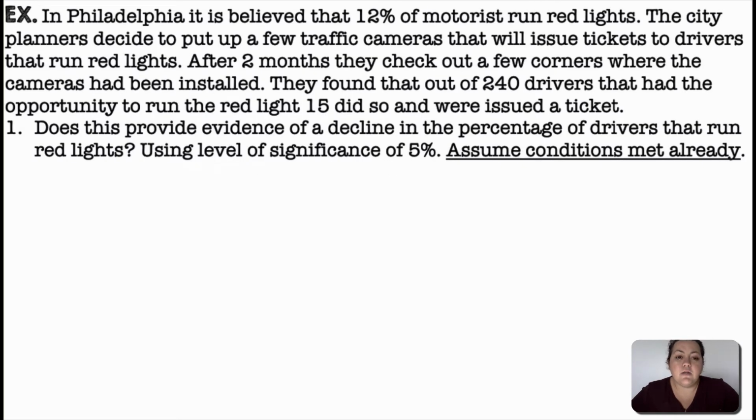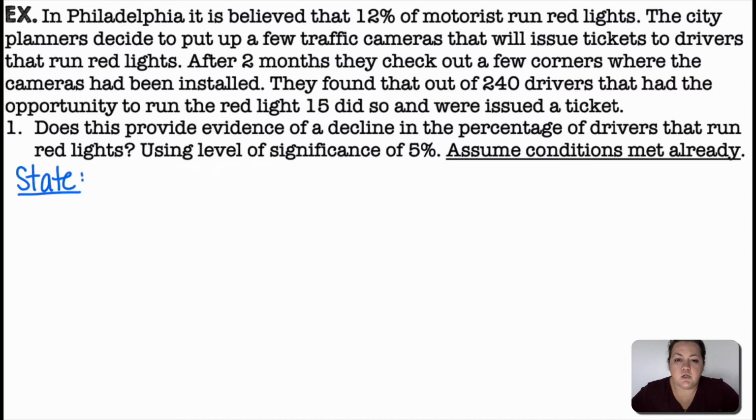All right, in Philadelphia, it is believed that 12% of motorists run red lights. The city planners decide to put a few traffic cameras that will issue tickets to drivers that run red lights. After 2 months, they check out a few corners where the cameras had been installed. They found that out of 240 drivers that had the opportunity to run the red light, 15 did so and were issued tickets. Does this provide evidence of a decline in the percentage of drivers that run red lights? Using a level of significance of 5%, assume the conditions are met already.